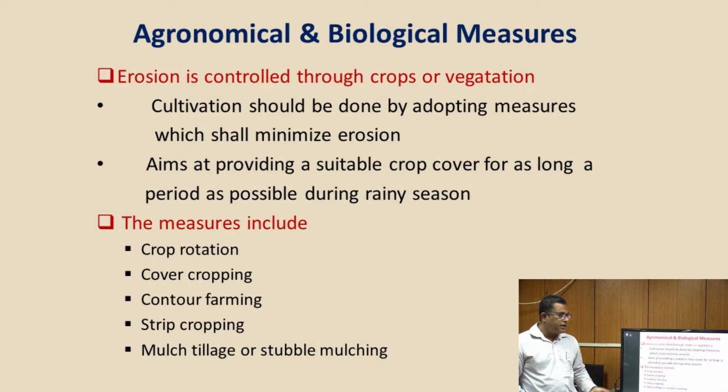These measures include crop rotation, cover cropping, contour farming, strip cropping, and mulch tillage, or simply stubble mulching. These are the agronomic measures which can be adopted very profitably in control of soil erosion when erosion is still at a primitive stage. Then we can have this type of control.